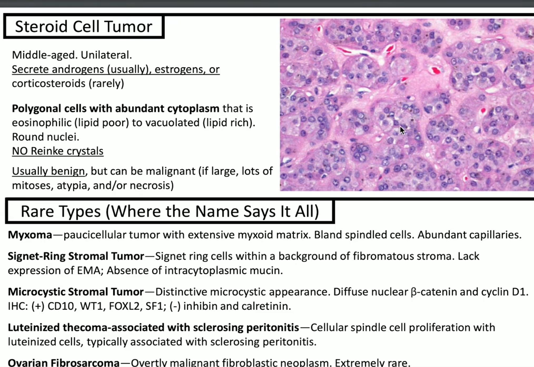And cytologically, you'll have polygonal cells with abundant cytoplasm that is eosinophilic, quote, lipid poor, to vacuolated, quote, lipid rich. And it'll be round nuclei, no Reinke crystals like your Leydig cell tumor, and usually benign, but can be malignant if large, with lots of mitoses, atypia, and/or necrosis.